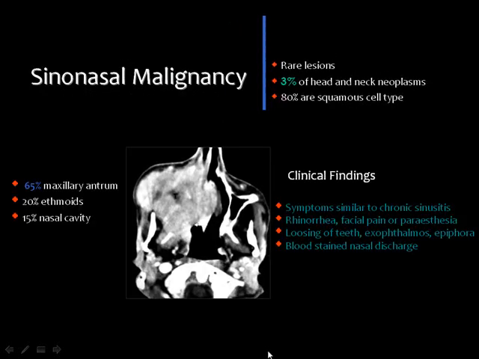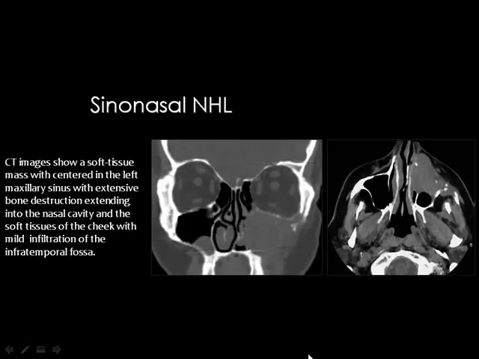Then to diagnose sinonasal malignancies, bone destruction is the most important sign. You see here a mass which is centered in the region of the maxillary sinus, and this mass has destroyed the area totally, extending into the cheek, the infratemporal fossa and the nasal cavity, as well as the masticator space.